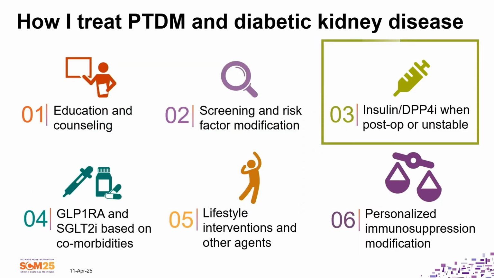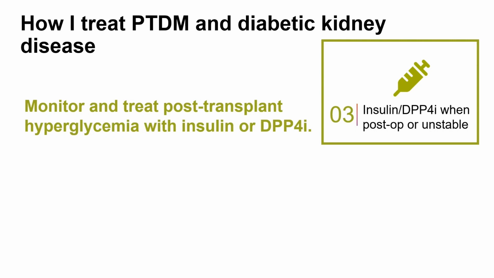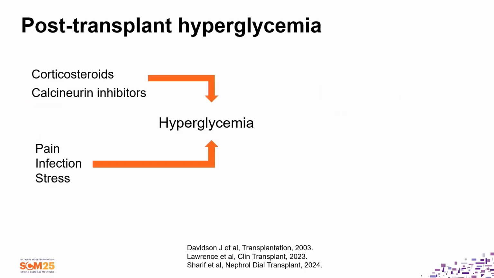All right, so moving on to point number 3, using insulin and DPP-4 inhibitors when post-op or unstable. You want to monitor and treat post-transplant hyperglycemia, and you want to use insulin or DPP-4s. So there's obviously a lot of factors that lead to post-transplant hyperglycemia, whether it's recovery of kidney function in people who already have pre-existing diabetes, but they are also subjected to corticosteroids, very high doses in the beginning, calcineurin inhibitors, and of course there's the pain, infection, and stress of surgery.